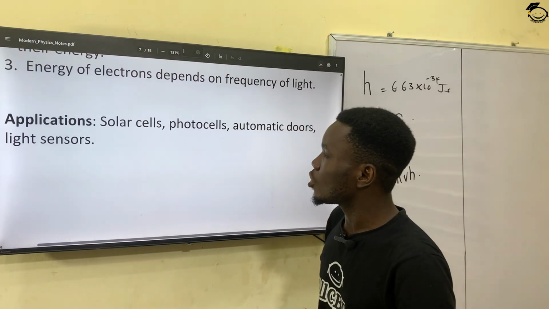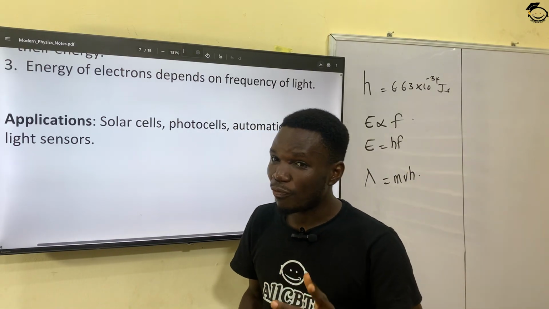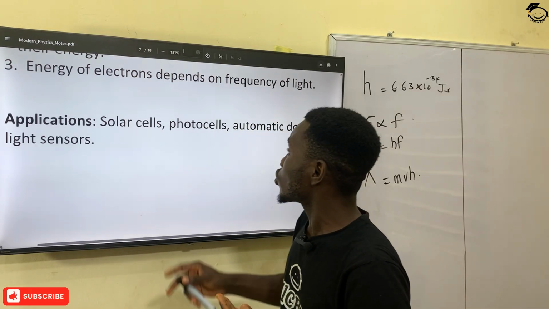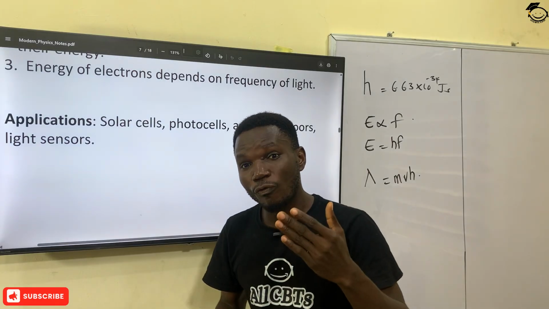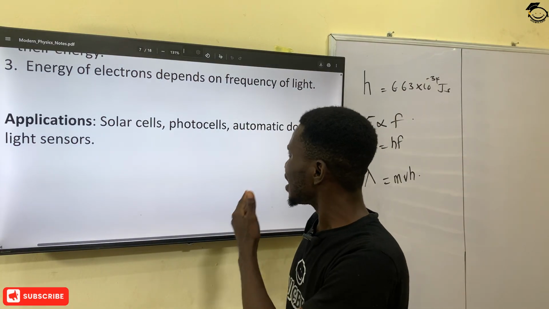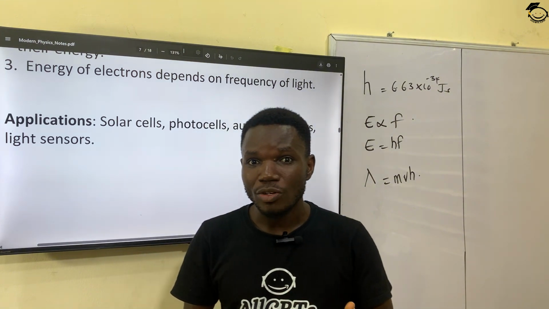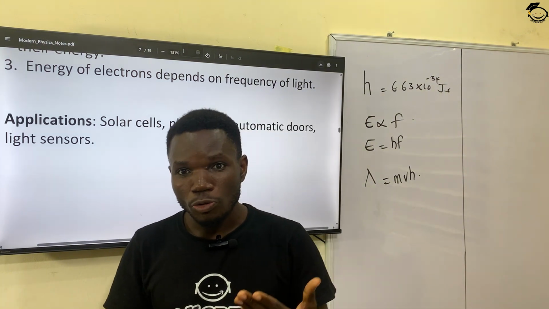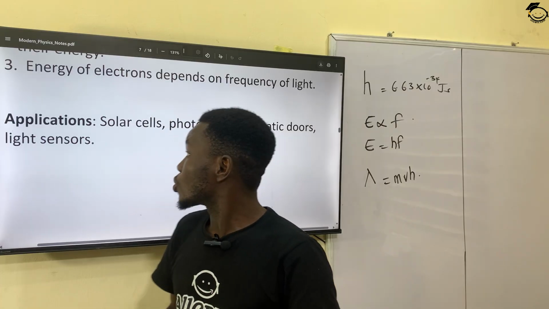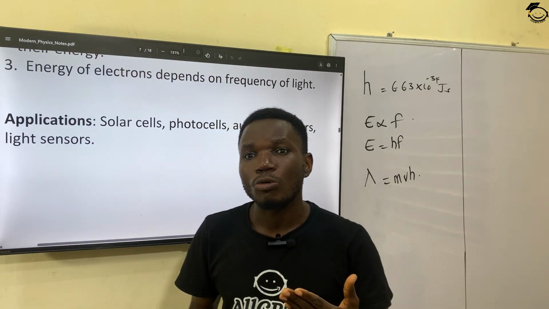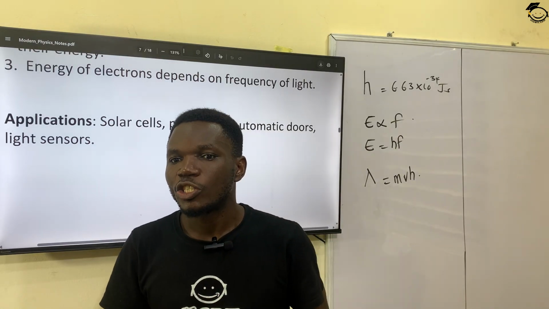So what are the applications of the photoelectric effect? Like I said before, the photoelectric effect is applied in solar cells, which are also called photocells or photovoltaic cells. It is also applied in automatic doors that you do not have to open by yourself. When you walk close to the door, it opens on its own. They are also applied in light sensors. They all use what we call the photoelectric effect.